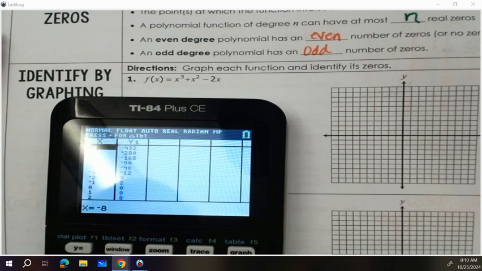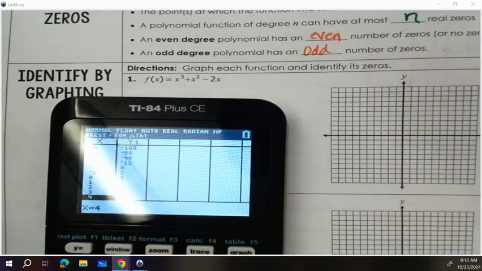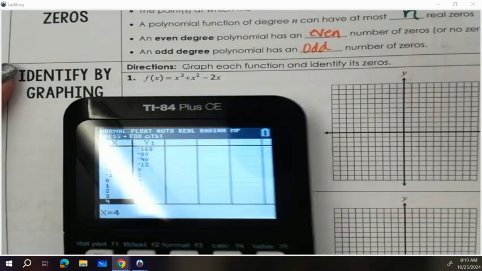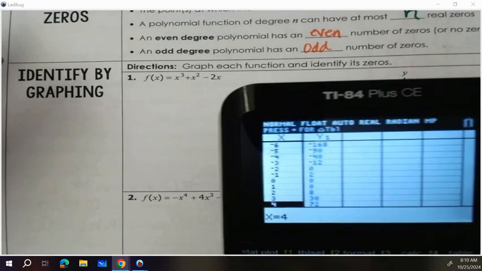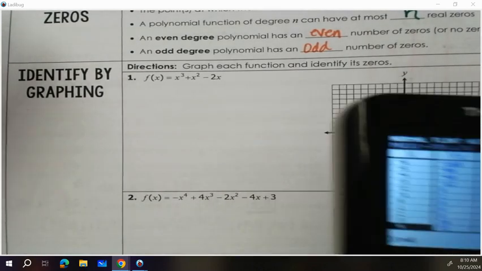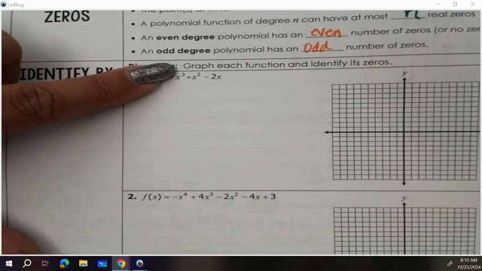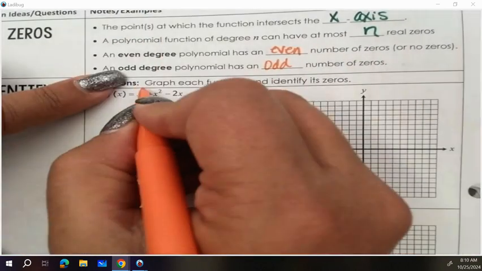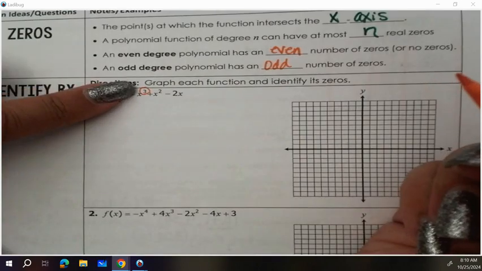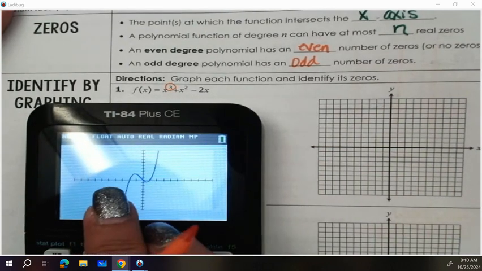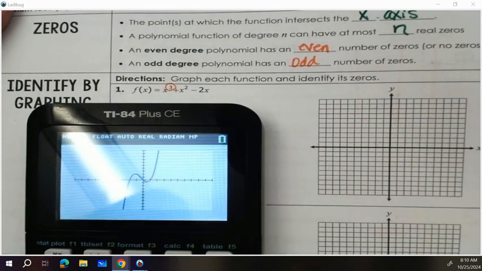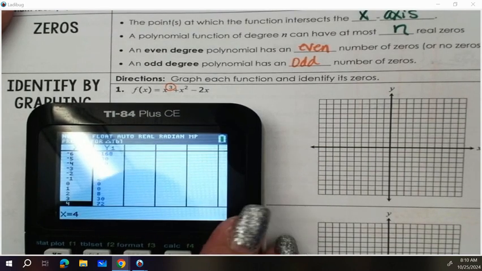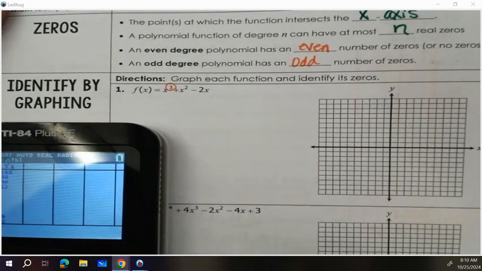If I'm looking in the table, what am I looking for? What tells me where the zeros are? Where the y is a 0. Good. And this is an x to the third, so how many might there possibly be? 3. Okay. Since this is an x to the third, there might be 3. Are there 3 places where this guy crosses the x-axis? Yes. And I can see them really nicely in my table.